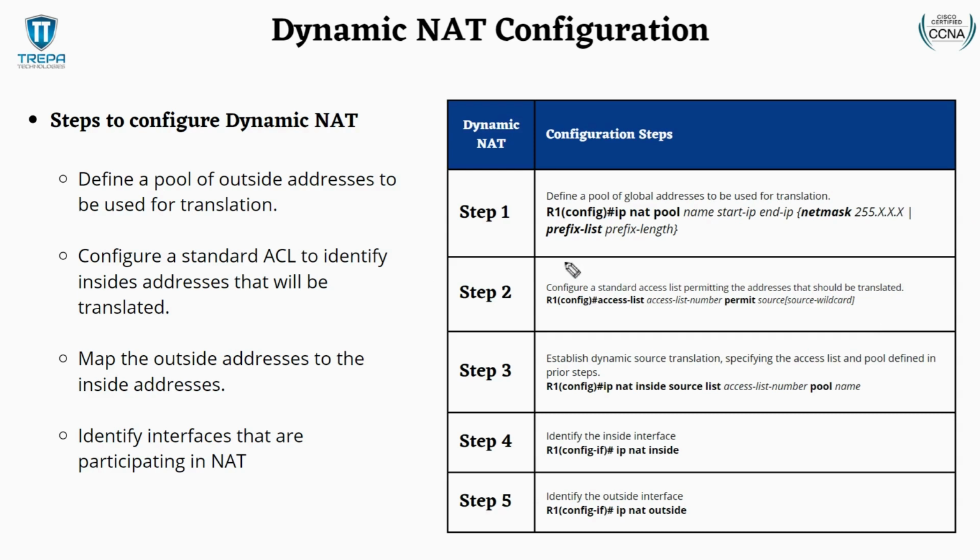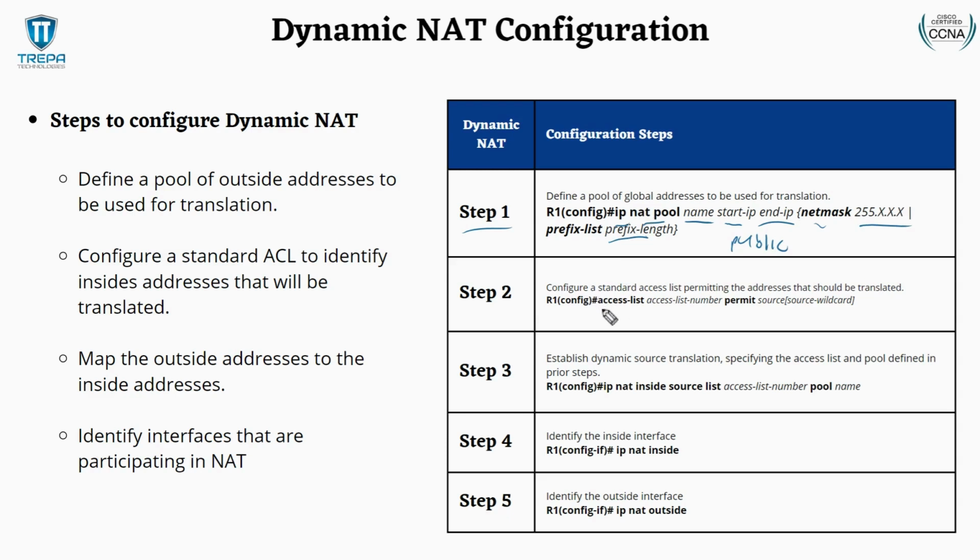So, dynamic NAT configuration. I have 5 steps here. Step 1 is going to be define your pool. So we're going to create an ip nat pool. We're going to give it a name, and then we're going to give it a start IP and end IP. And again, remember, these are our public IP addresses. So let's say we have 4 public IP addresses that we can use. We're going to put the start and end IP, and then either put the subnet mask or the prefix length, that allows you to do either or.